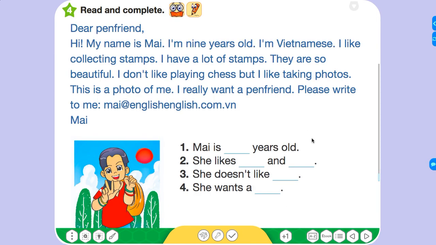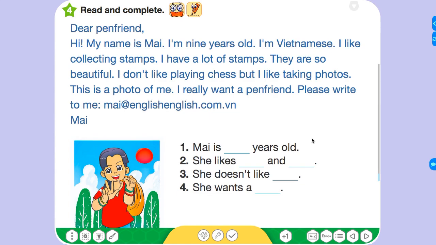It's time for the reading exercise. It is a letter from Mai to her pen friend. Let's read the letter first and then complete the sentences 1, 2, 3, and 4. Alright, let's read the letter together.